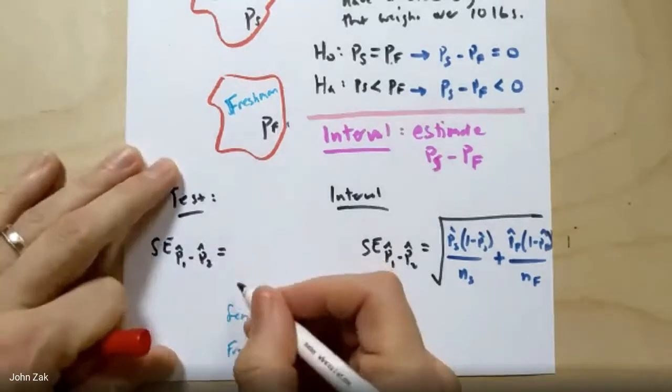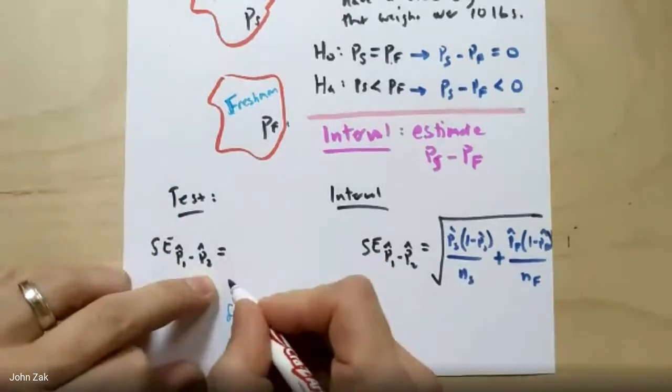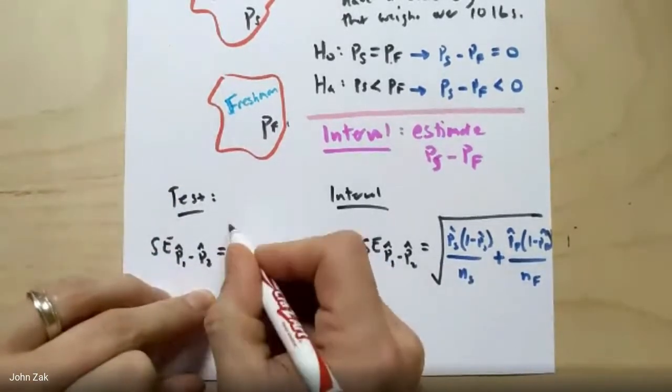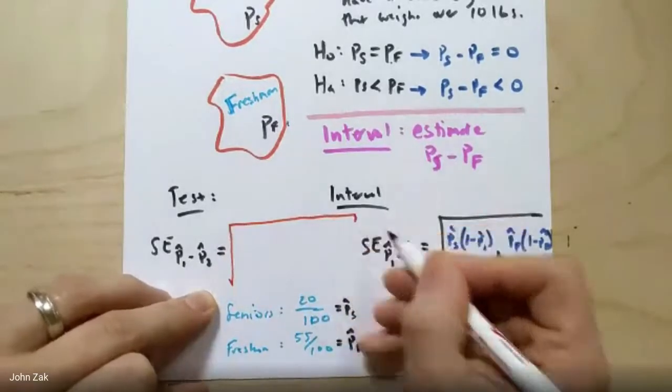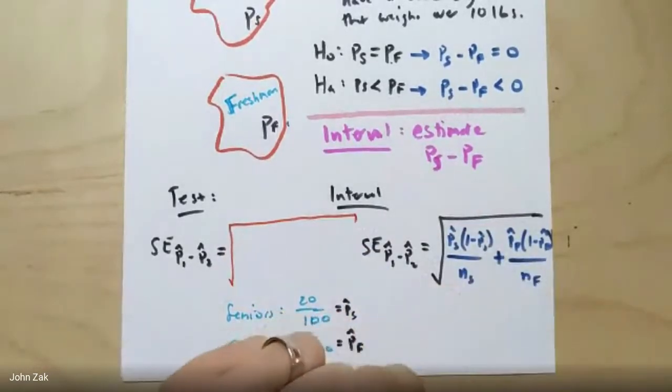But anyway, the key difference here is going to be something extra special, right? So we're still going to have a big old square root, and we're still going to have something that looks like this.